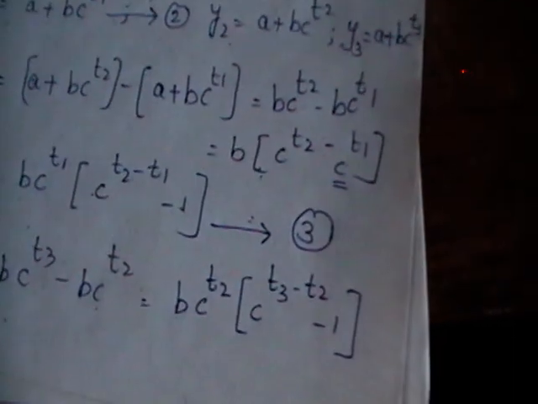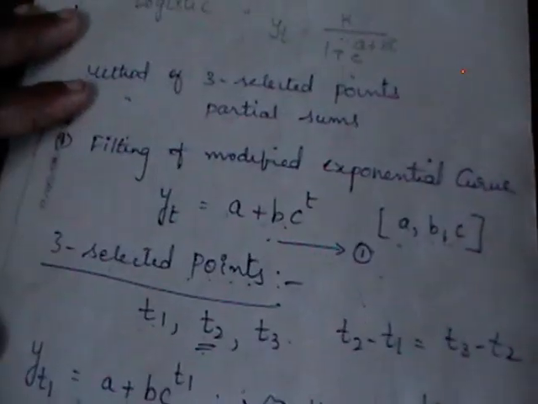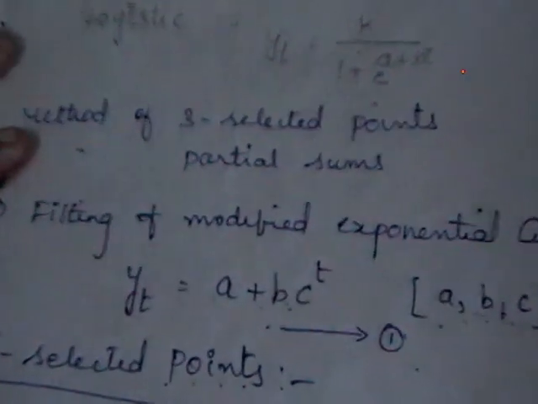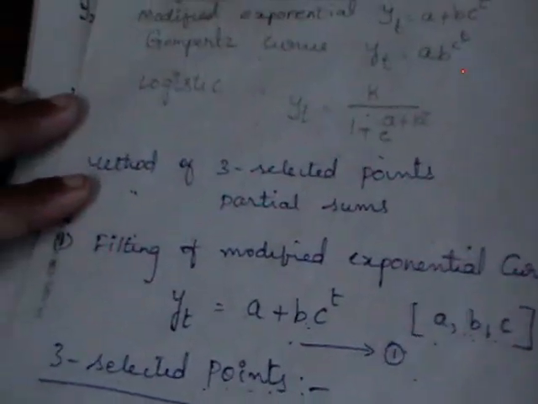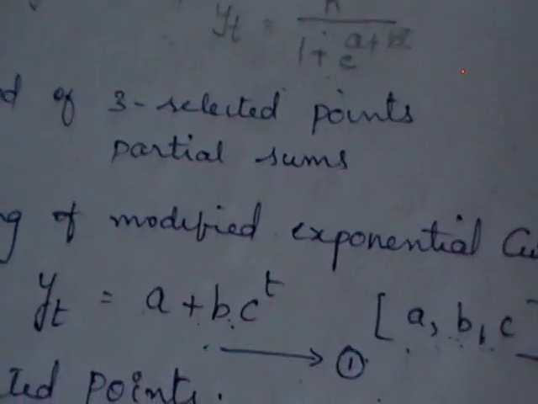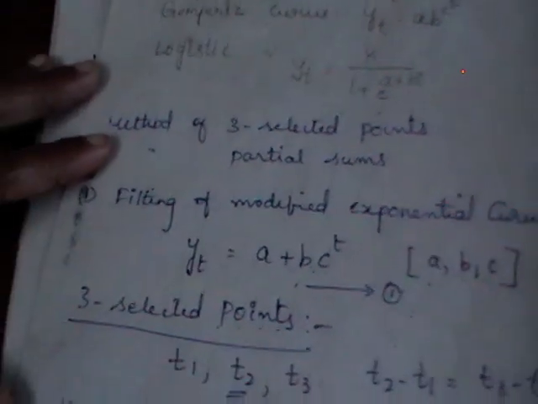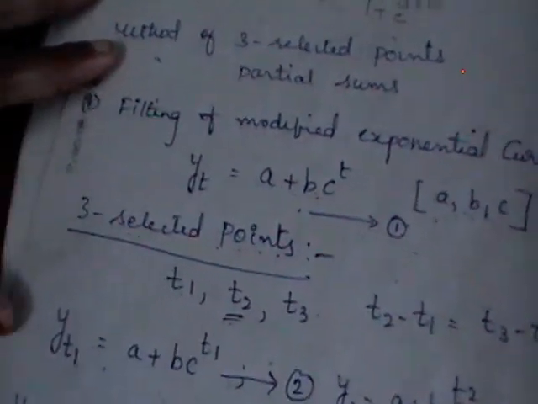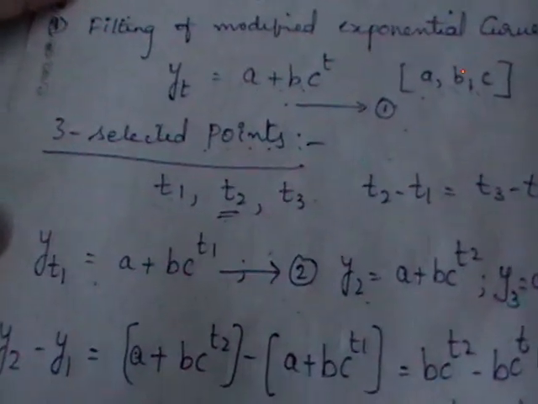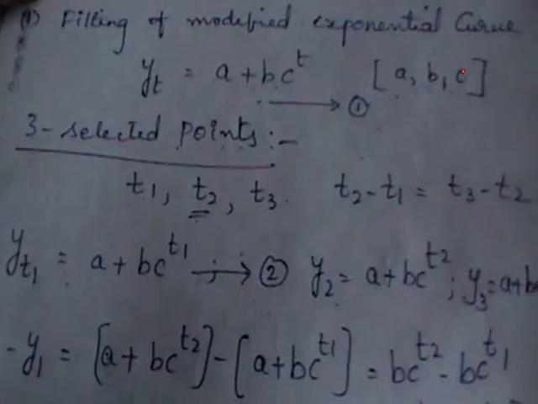Again I repeat, we have three different growth curves called modified exponential curve, Gompertz curve and logistic curve. These three cannot be fitted by principle of least squares. We use two different methods called three selected points and partial sums. Modified exponential curve we are going to discuss at first. The method which we are going to use is three selected points.